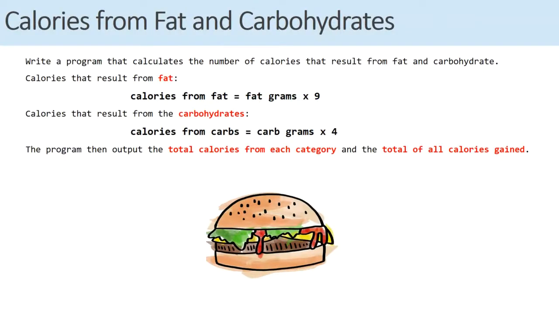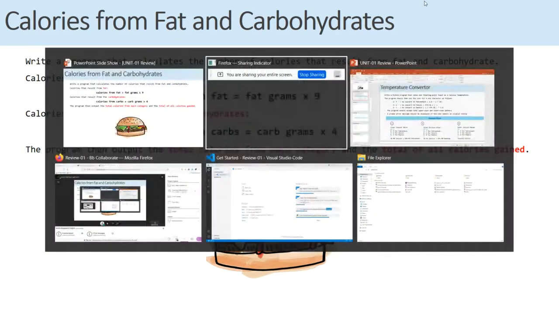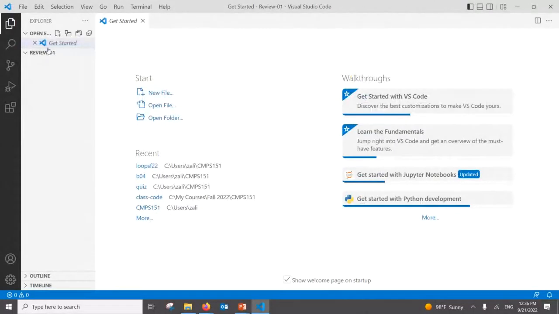We have seen this question maybe before, but let us look at it again now, after you learned new things. This question says, write a program that calculates the number of calories that results from fat and carbohydrate. Calories from fat, 9 per gram. Calories from carb is what? 4. So you need to write a program that asks the user how many carb grams, how many fat grams, calculate the total calories from each category and print it. Let's see this quickly, and I'll be asking questions, okay?